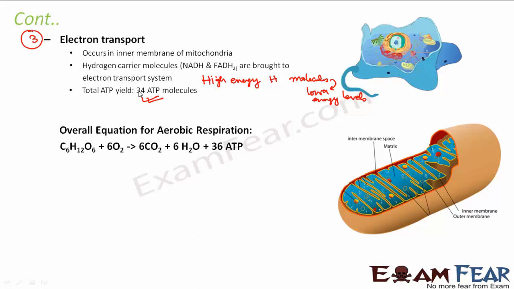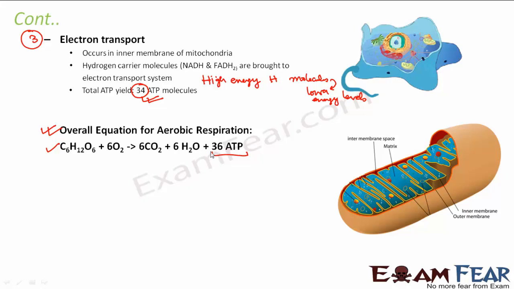So now if we combine all these steps, what will be the overall equation for aerobic respiration? It will be glucose plus oxygen. So glucose in presence of oxygen will give CO2 plus H2O plus 36 ATP molecules. How 36? In electron transport itself we have 34 ATP molecules, and in the Krebs cycle we have 2 ATP molecules. So that is 36.